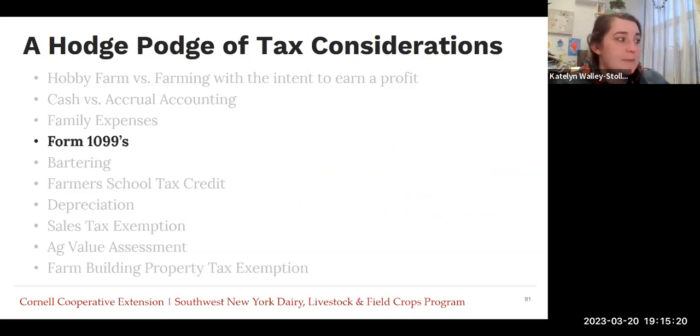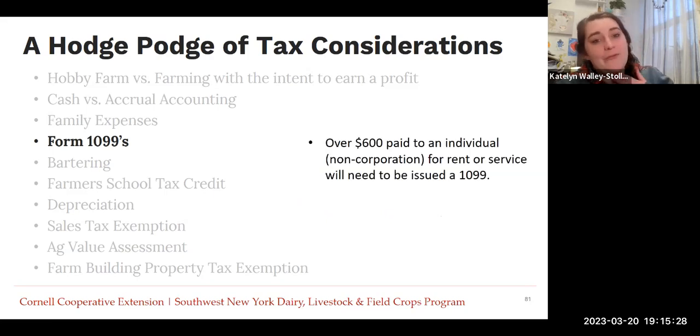Okay, the next big bucket of tax considerations that drive me nuts are Form 1099s. So 1099s are when you pay over $600 to an individual, a non-corporation, a non-LLC, for rent or service. If you do that, they need to be issued a 1099. Where this happens the most is for rent payments. Let's say you're renting land from a non-farmer landowner in the amount of $800. You need to write that landowner a 1099.